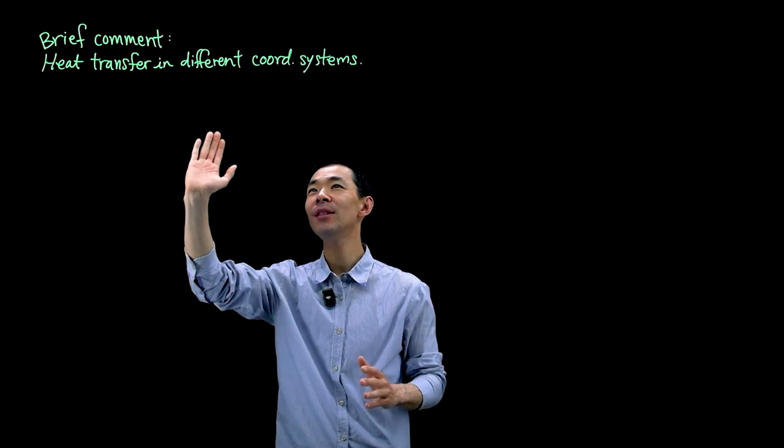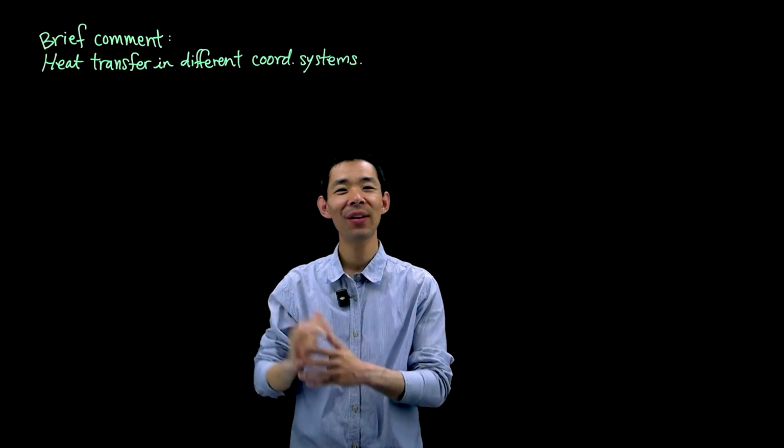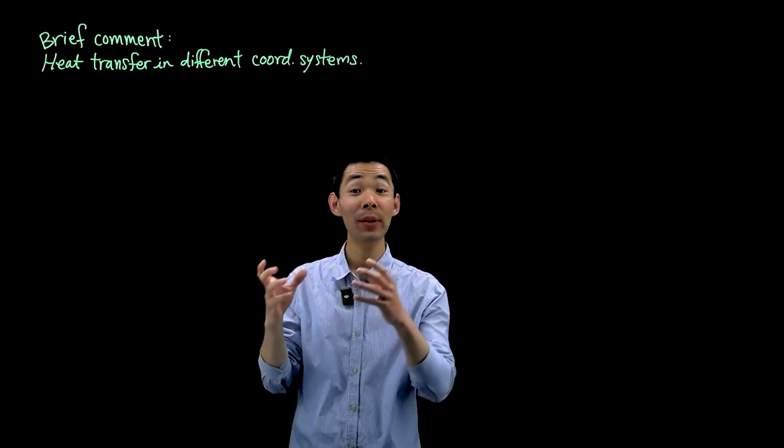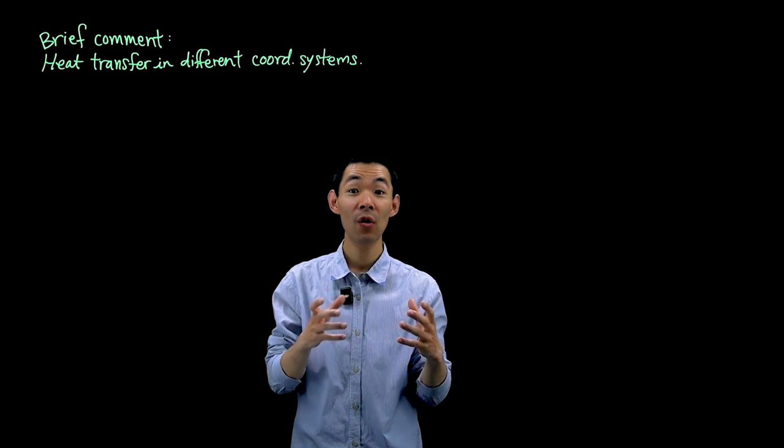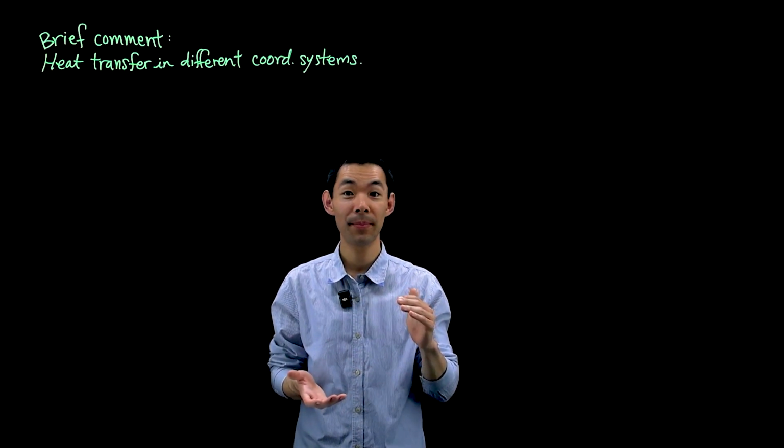Today we're going to start an entire chapter on mass transfer. But before that, I wanted to tie up some loose ends related to heat transfer and a brief comment on different coordinate systems. Suppose we have the governing equation for the heat equation that we'd like to solve in a different coordinate system, for example, along a cylindrical coordinate system or a spherical coordinate system.